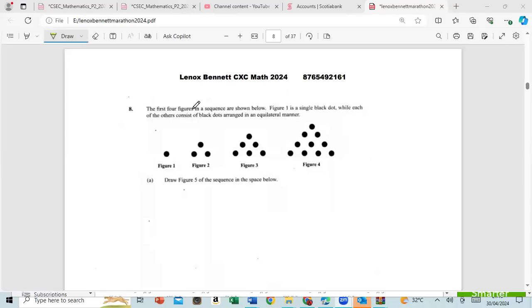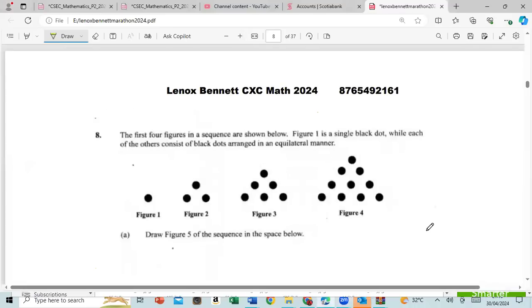Alright, so it says the first four figures in a sequence are shown below. Figure 1 is a single black dot, while each of the other figures consists of black dots arranged in an equilateral manner. So you can see the pattern, right? You have to study the first four.